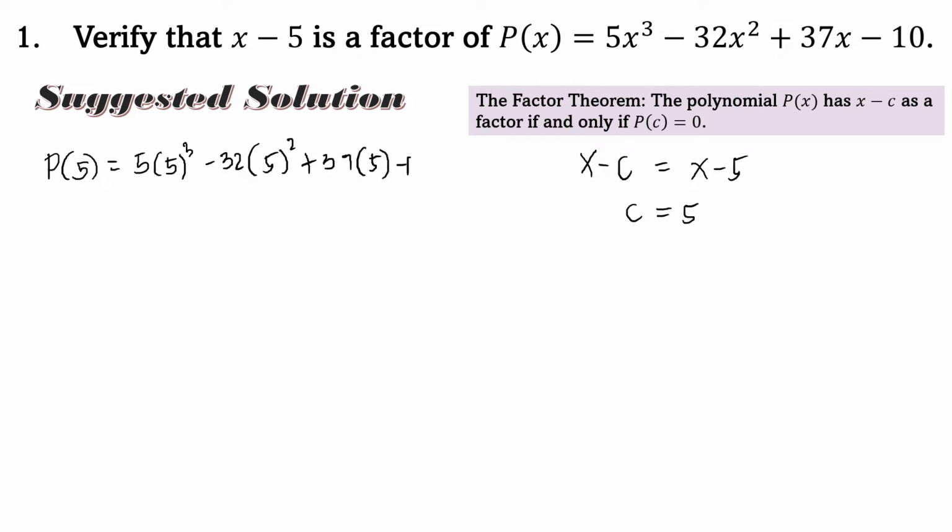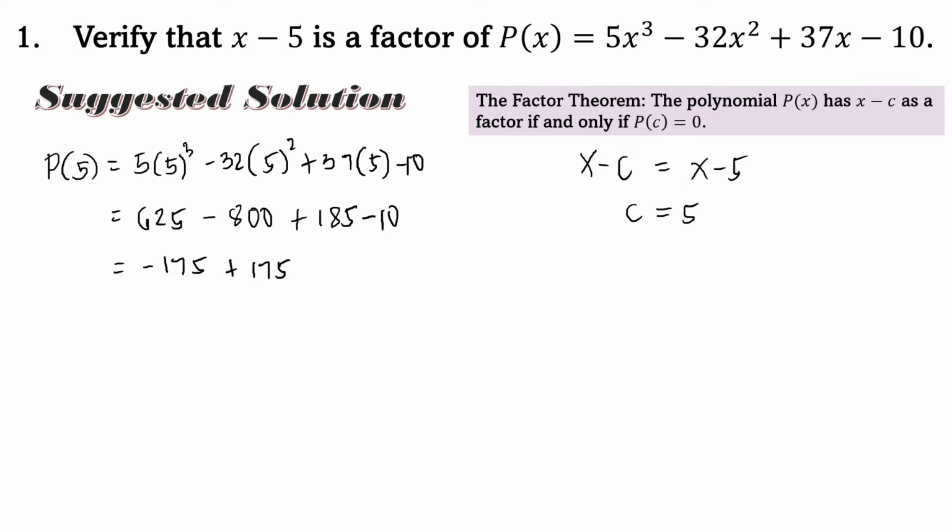5 minus 10. 5 cubed is 125 times 5, 625. 5 squared is 25 times negative 32, negative 800. 37 times 5 is 185. And then minus 10. 625 minus 800 is negative 175. 185 minus 10 is 175.